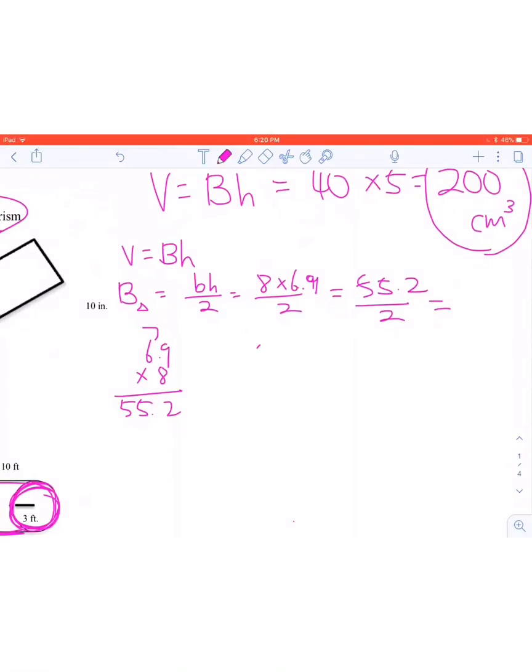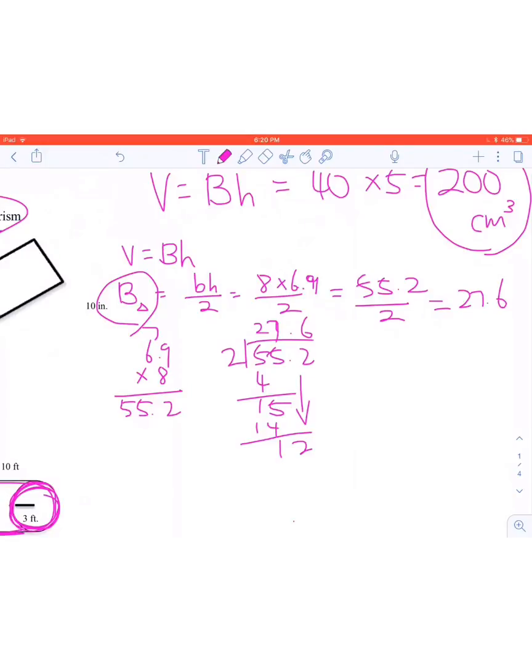2 goes into 5 twice. Bring down the 5. 2 goes into 15 7 times. Bring down the 4, and then bring down the 2. So it'll be 27.6 is the area of the base.